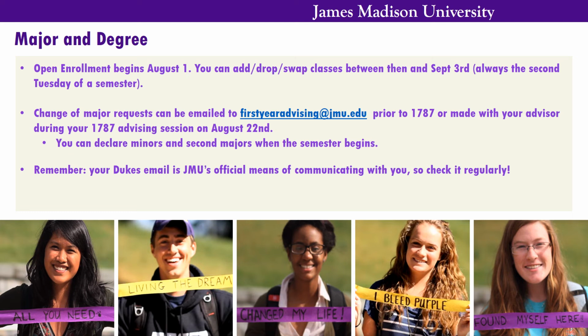You can add, swap, and drop classes between then all the way through September 3rd, which is the second Tuesday of the fall semester. It's always the second Tuesday of the semester. You can certainly change your schedule as many times as you want, anytime you want, between August 1st and September 3rd. Now, after September 3rd, it becomes much more difficult to add classes. You can't do that on your own. You have to have special permission from either the professor or the department to add classes. But certainly after September 3rd, you're allowed to drop classes on your own.